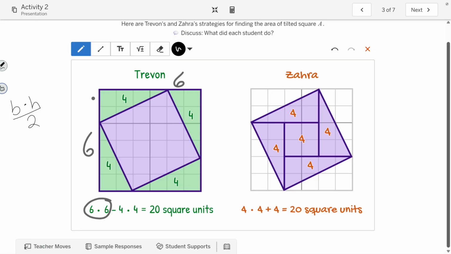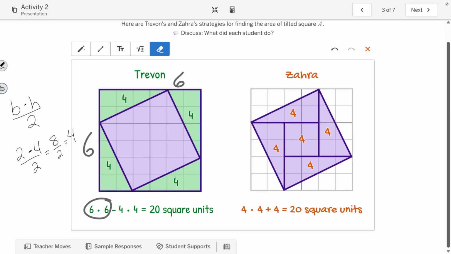So the way that Trayvon found the area of this triangle is he found the base was 1, 2. The height was 1, 2, 3, 4. And then divided by 2. So 2 times 4 is 8, divided by 2, and 8 divided by 2 is 4. So that is where those 4s came from that are in the center there. That's how he found those.